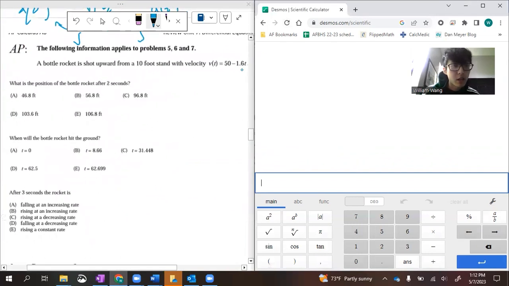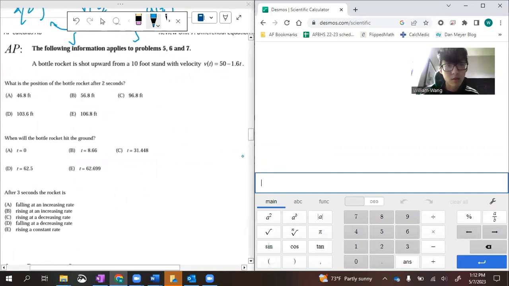Okay, a bottle rocket is shot upwards from a 10-foot stand with a velocity v of t equal to 50 minus 1.6t. What's the position of the bottle rocket after 2 seconds? Okay, so I'm given my velocity function. It's equal to 50 minus 1.6t. And I'm going back to my position function, so I'm going to integrate it.